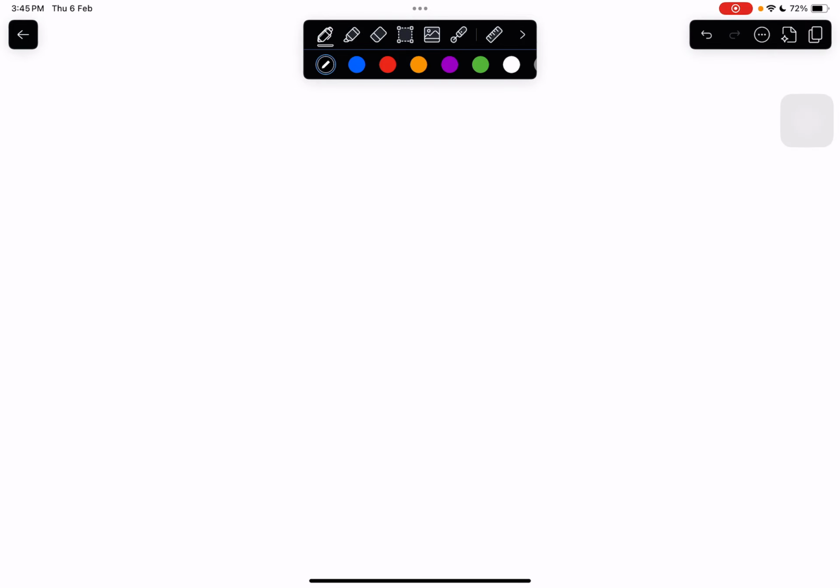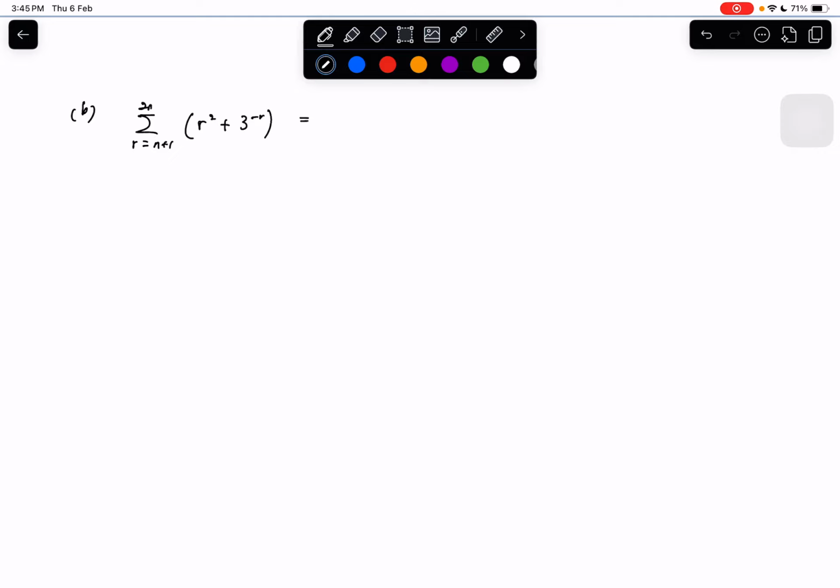Okay, so what we are doing over here, we are going to sum part B. We are going to sum from n plus 1 to 2n of this term r squared plus 3 to the power negative r. So no choice, we have to split this up because these two are very different things. So let's split this up and analyze. I will write the 3 power negative r as 1 over 3 power r, so that we will see what it is later. First, let's analyze the first one.